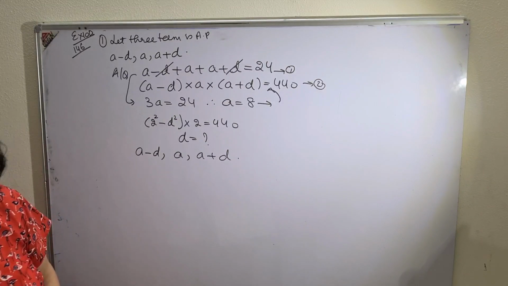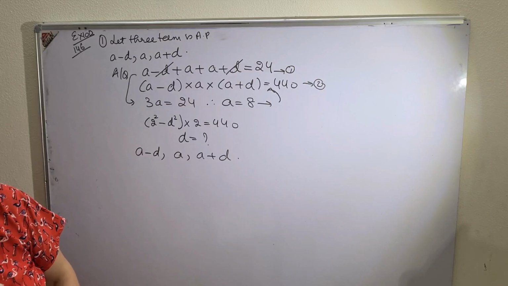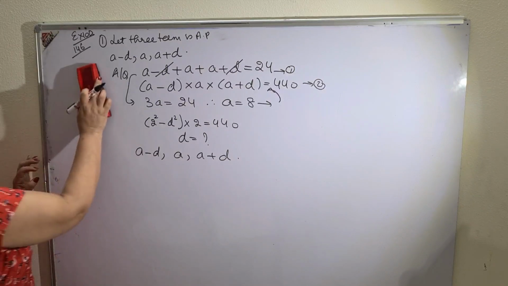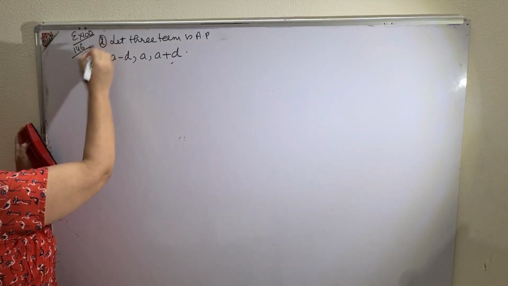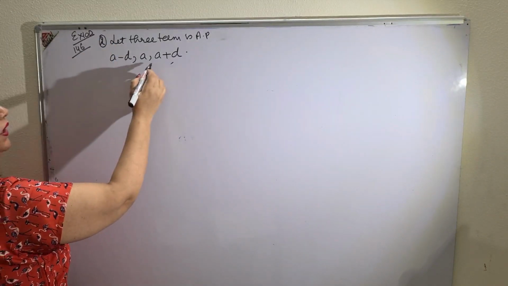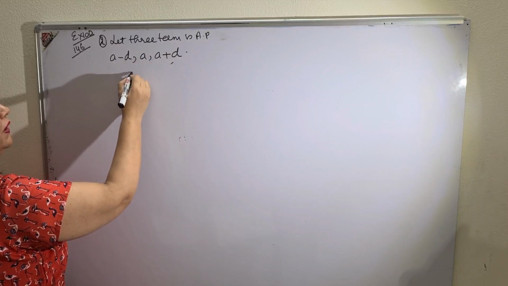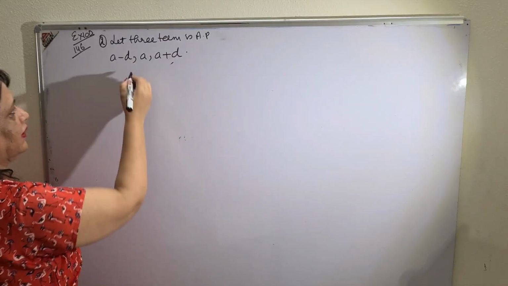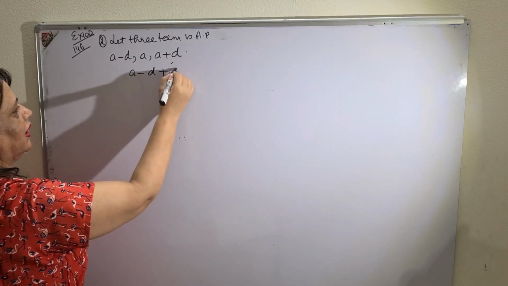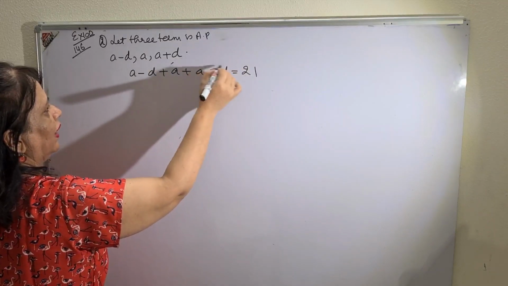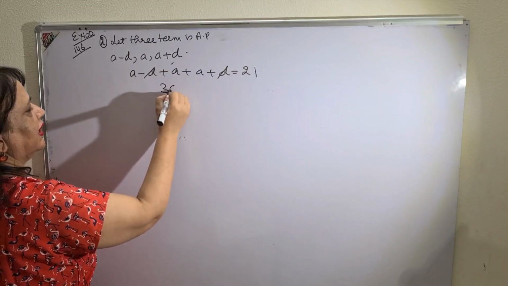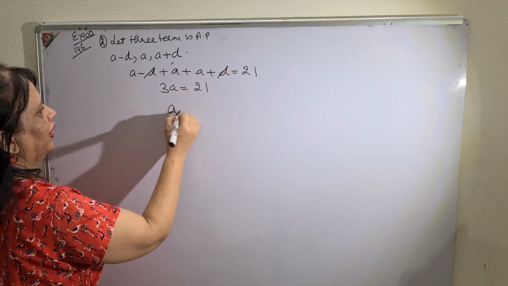It is again given the sum of 3 consecutive terms of an AP. Again the 3 terms will be the same. Question number 2, page 146: a - d, a and a + d, in commas. And he said that the sum of the 3, a - d + a + a + d, is equal to 21. Minus d plus d cancels, 3a is equal to 21, or a is equal to 7.